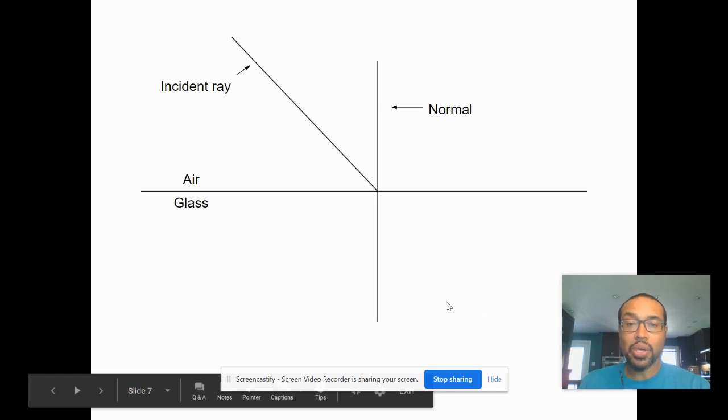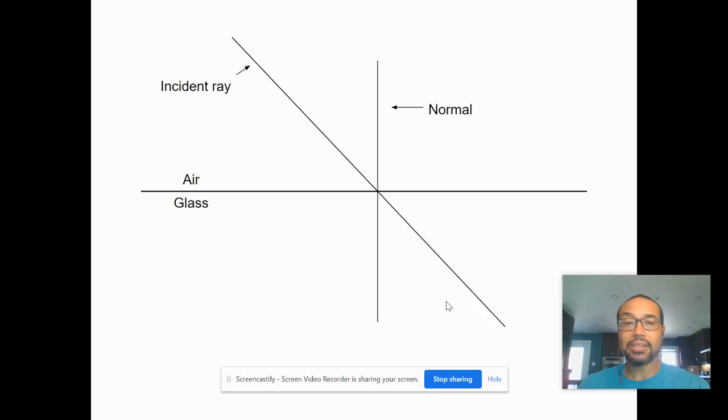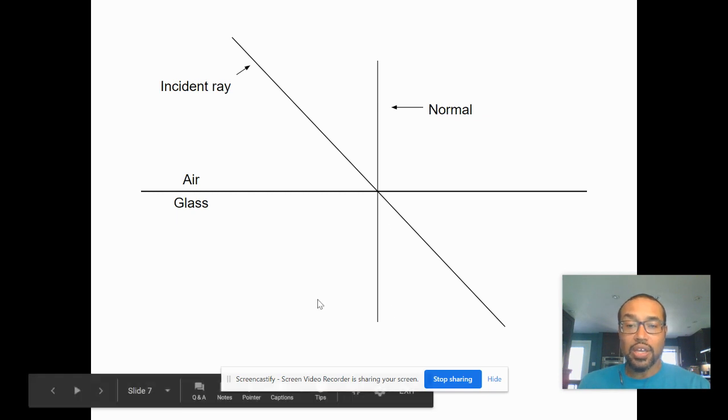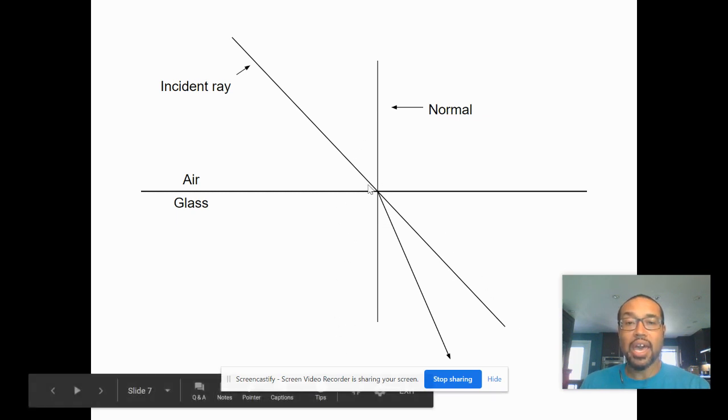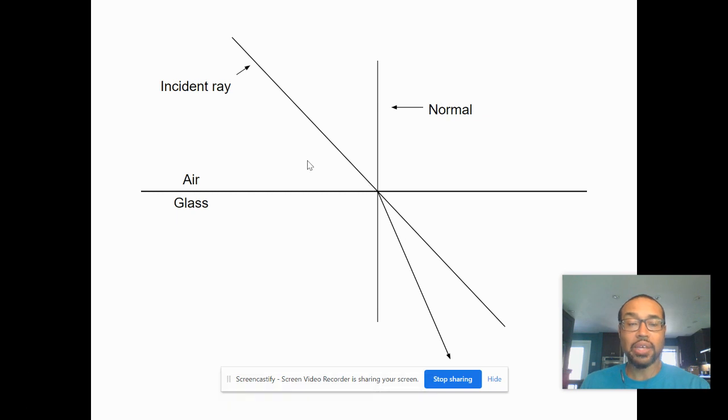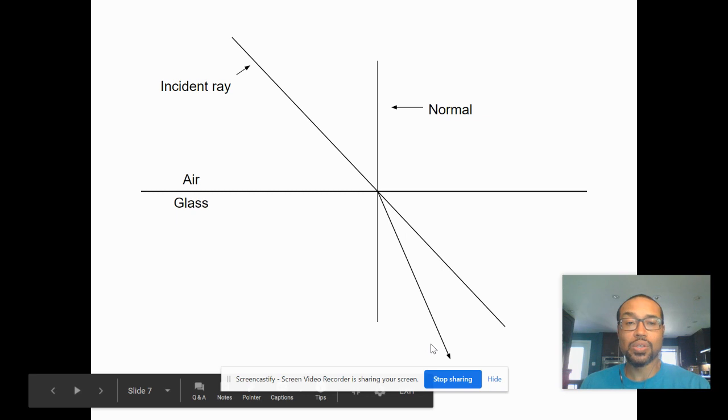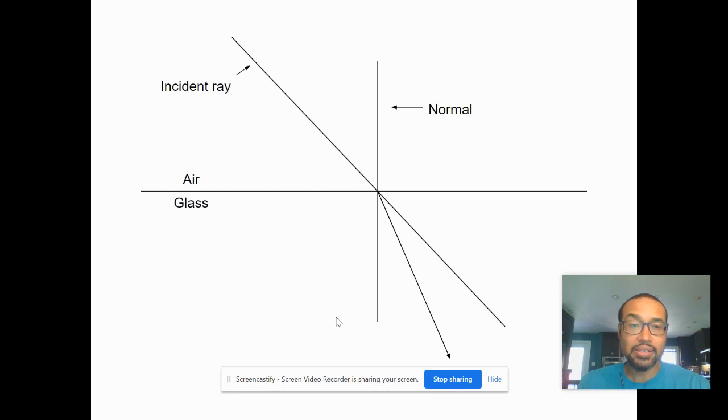So instead of continuing on the path, like you might expect, it's going to bend towards that normal. Here's the normal, here's the expected path of that light ray, and because it goes from something less dense like air into something more dense like glass, it will bend towards the normal. Now, the degree to which it bends depends on the difference in the density of those two media.